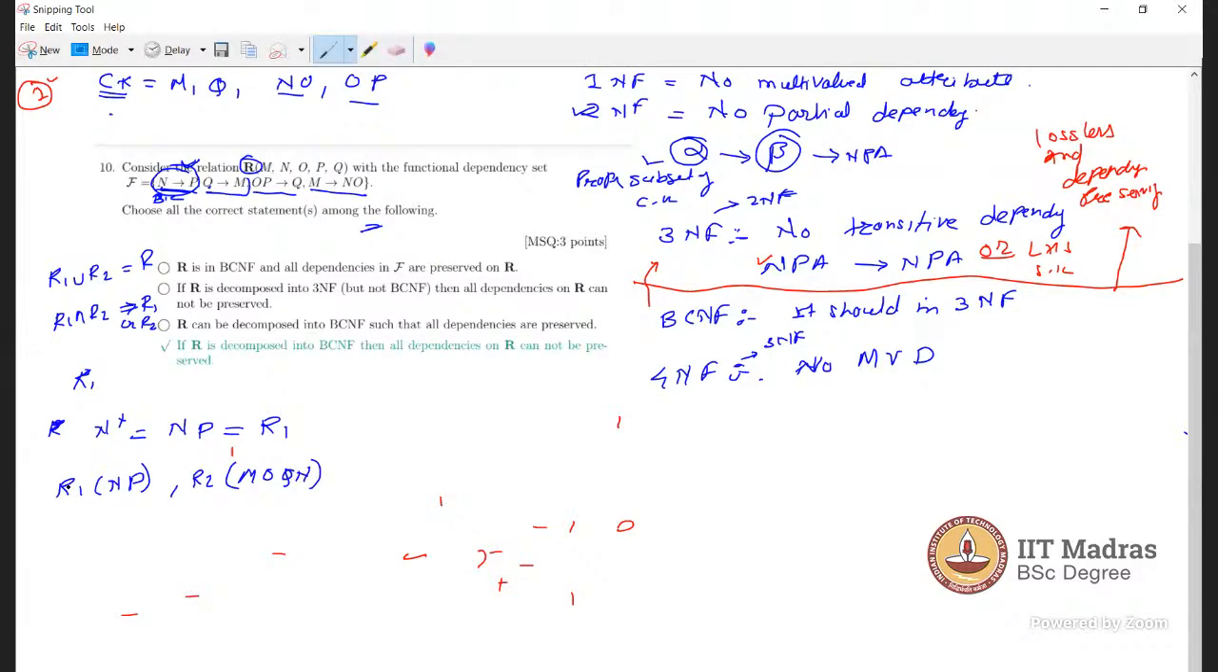Sir, 4NF means R should be in BCNF and then have no MVD. Oh, here. Okay, so it should be in BCNF. Sorry.